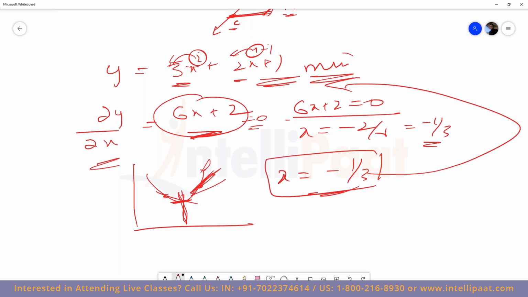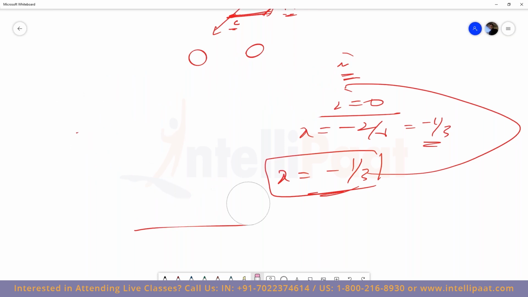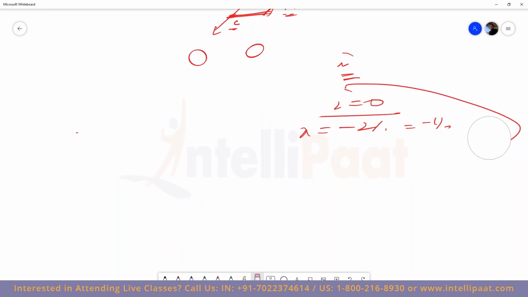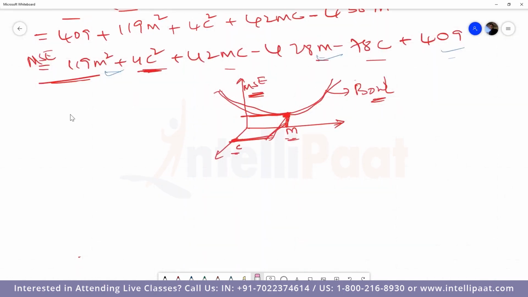So what we're going to do is use something very, very simple. We're going to use the same concept of minima and maxima, and then we'll try to solve this particular problem. How are we going to do it? Let's go back to this equation that we see here. In this equation, if you observe, I have 119 m square plus 4c square plus 42 mc minus 128 m and so on.